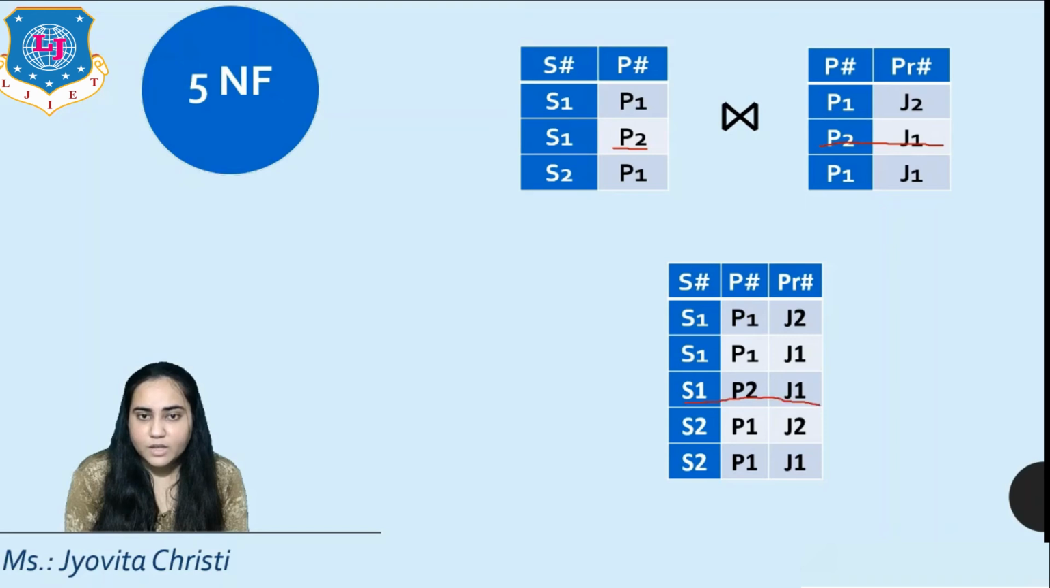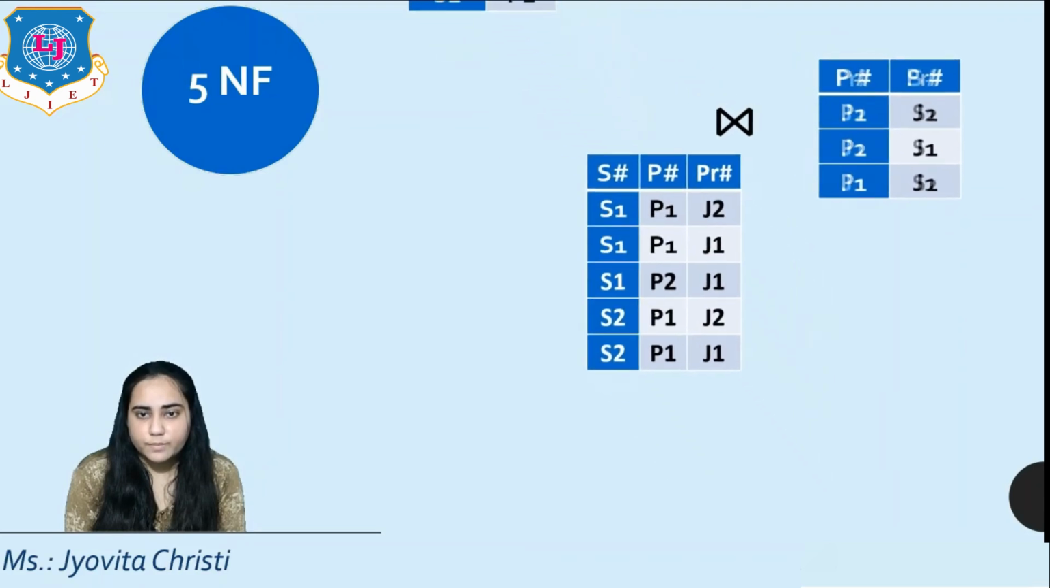And next we have S2 and P1. S2 and P1 matches with the first row, so we will include S2, P1 and J2. And it also matches with the third row, so we will include S2, P1 and J1. So this is what my final table looks like. And now what we are going to do is take a natural join of this resulting table with the third decomposed part of the original table.